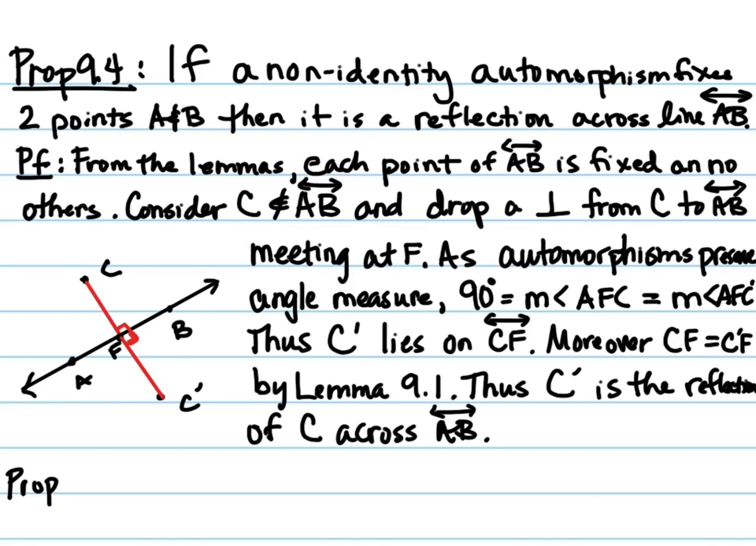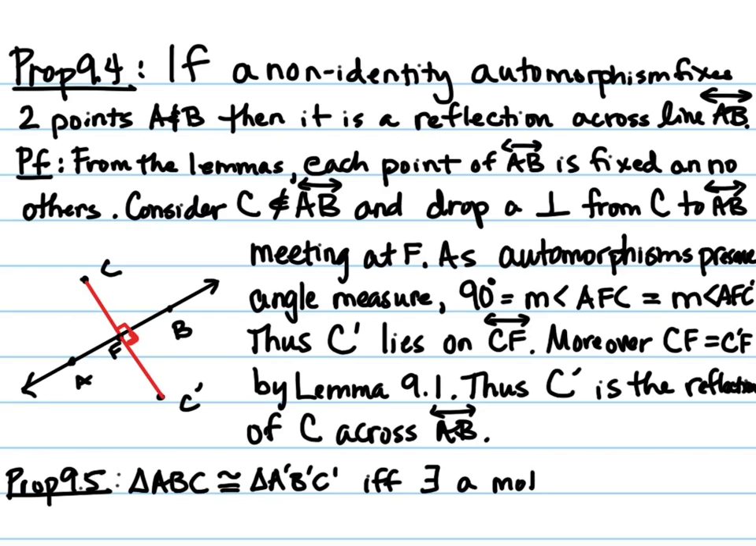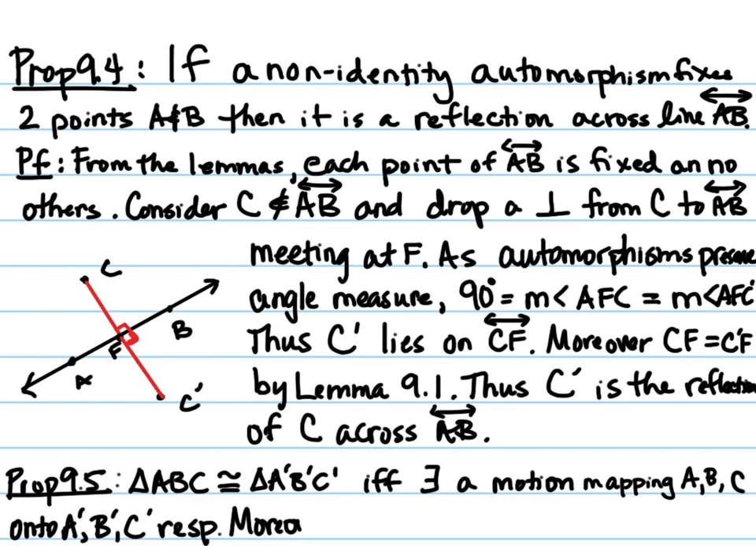All right, I think I have space on this one. Proposition 9.5. Triangle ABC is congruent to triangle A prime, B prime, C prime, if and only if there exists a motion mapping A, B, and C onto A prime, B prime, C prime, respectively. Moreover, this motion is unique.